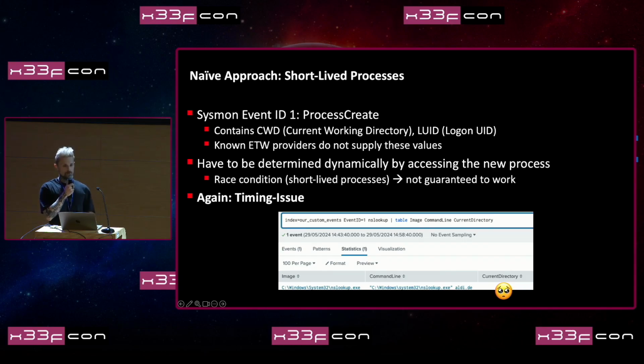Yeah, short-lived processes are a challenge because in the process create event, for Sysmon event ID number 1, there are fields like the current working directory or the logon UID, and the ETW providers that we're using don't supply these values. So we had no other choice than to determine them dynamically by accessing the process, which of course is not guaranteed to work, and we have a timing issue again.